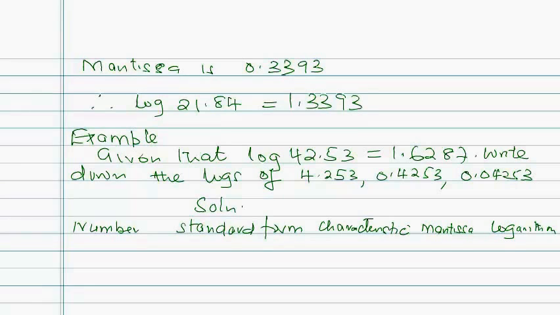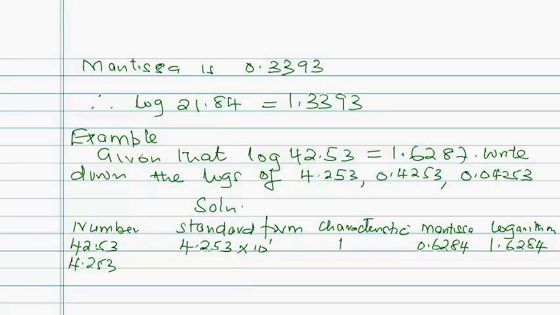And the first number is 42.53. This one can be written in standard form as 4.253 times 10 to power 1. Therefore, our characteristic is 1, and the Mantissa, because we have been given there, is 0.6284, implying now the log of this one is 1.6284.